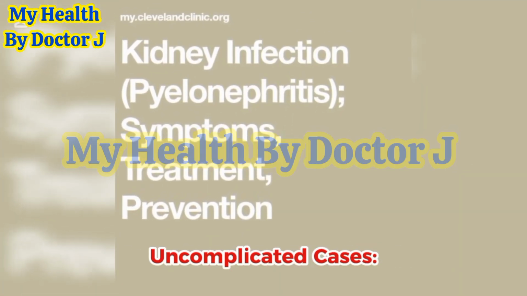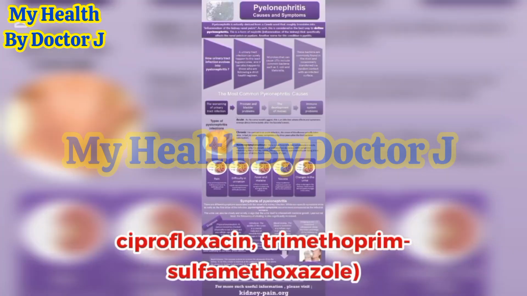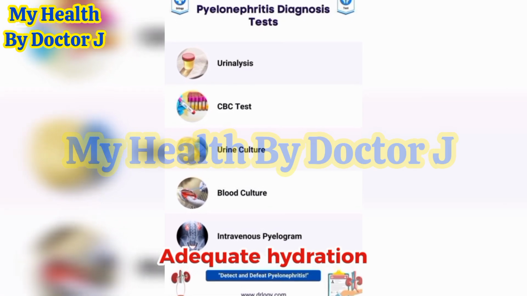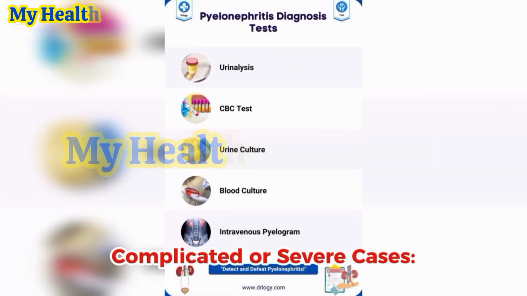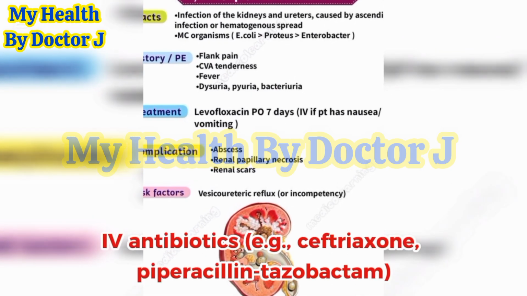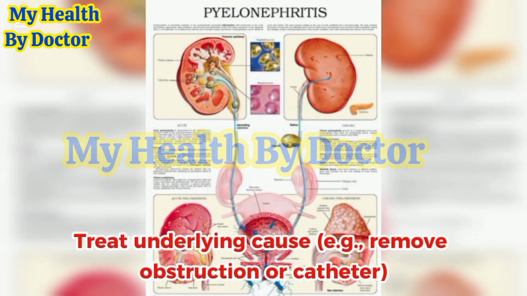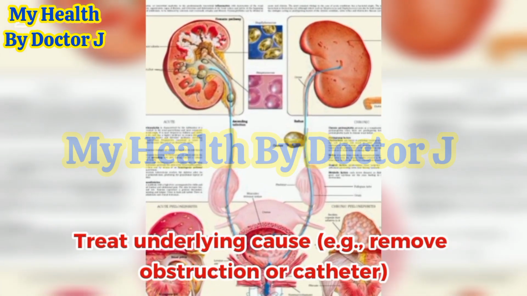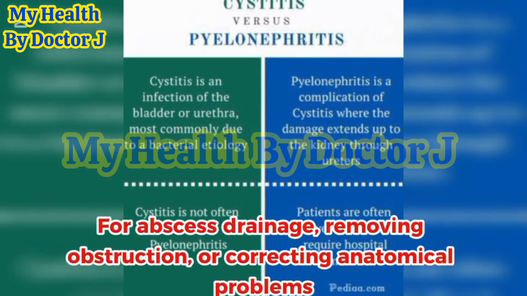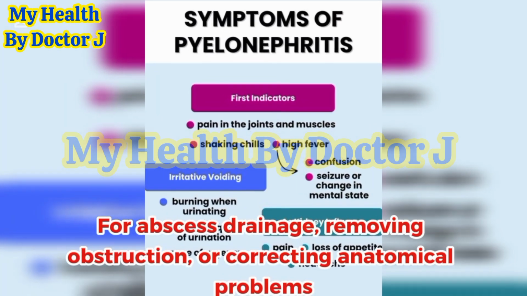Uncomplicated cases: oral antibiotics for 7 to 14 days, for example ciprofloxacin or trimethoprim-sulfamethoxazole, adequate hydration, and follow-up urine culture. Complicated or severe cases: hospitalization for IV antibiotics, for example ceftriaxone or piperacillin-tazobactam. Treat the underlying cause, for example remove obstruction or catheter. Surgery or intervention for abscess drainage, removing obstruction, or correcting anatomical problems.